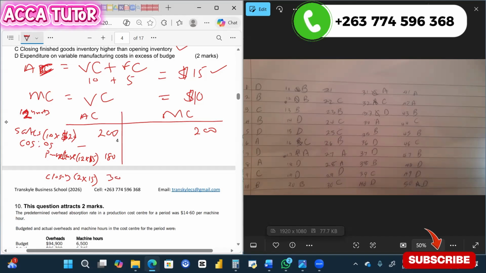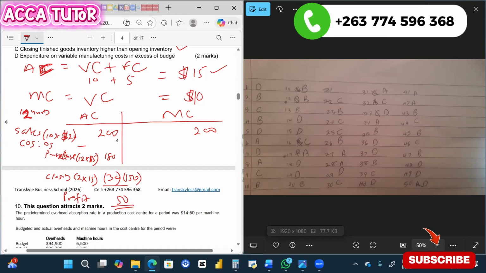So this one is deducted from the purchases and we get a certain figure. What is 180 minus 30? That's 150, right? This is the cost of sales. Then we deduct this cost of sales from the 200, and what is our profit? 200 minus 150, that's 50, right? That's the absorption costing profit.